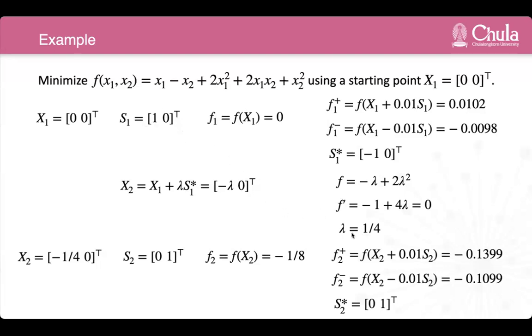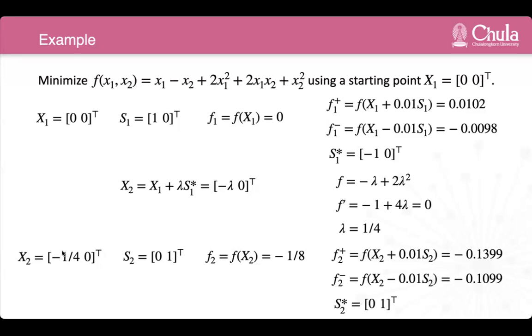We obtain the solution at lambda equals a quarter. So we substitute back here. So the new point is minus quarter, 0. You see my cursor, right? Minus quarter and 0. So what does it mean? By one iteration, the solution evolves from 0, 0 to minus quarter, 0. You get a new solution.